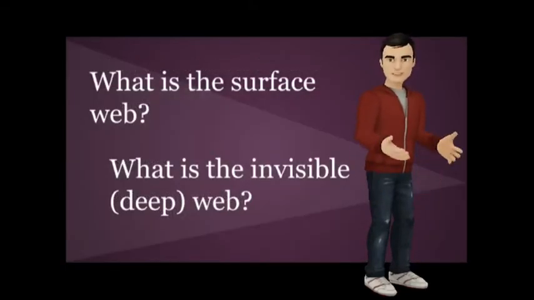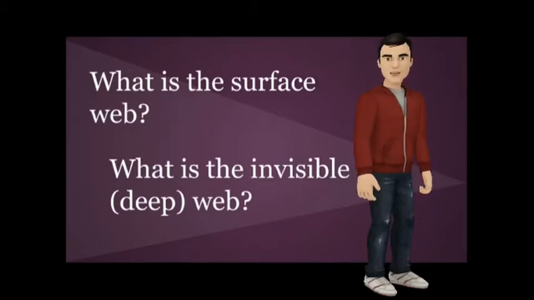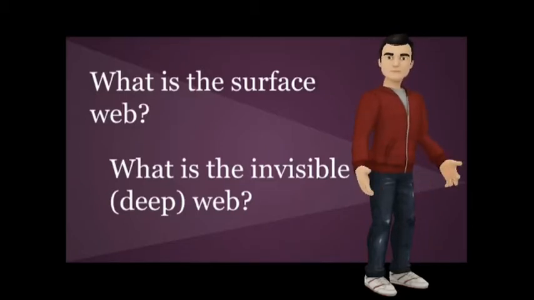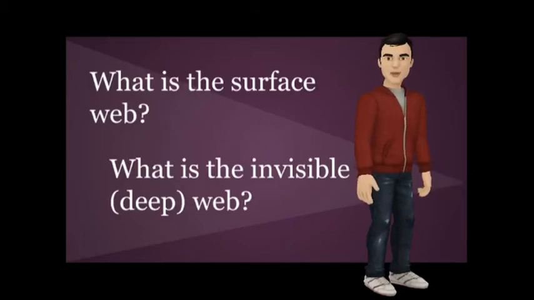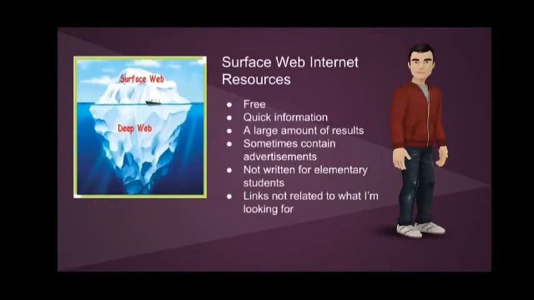So what is the surface web? And what do we mean when we're talking about the invisible web, or the web that's also sometimes called the deep web? Surface web resources are those internet sites that you probably most often use. These are the sites that are free, provide you with quick information, sometimes give you lots and lots of results, sometimes millions of results. They contain advertisements. They're typically not written for elementary students. And often when you're searching in these surface web resources, you find links to information that you really are not looking for.